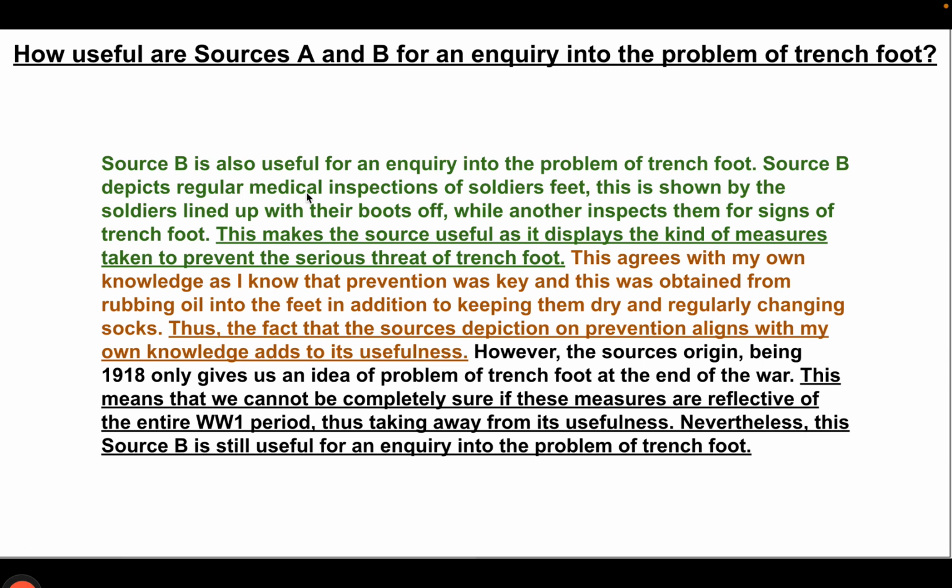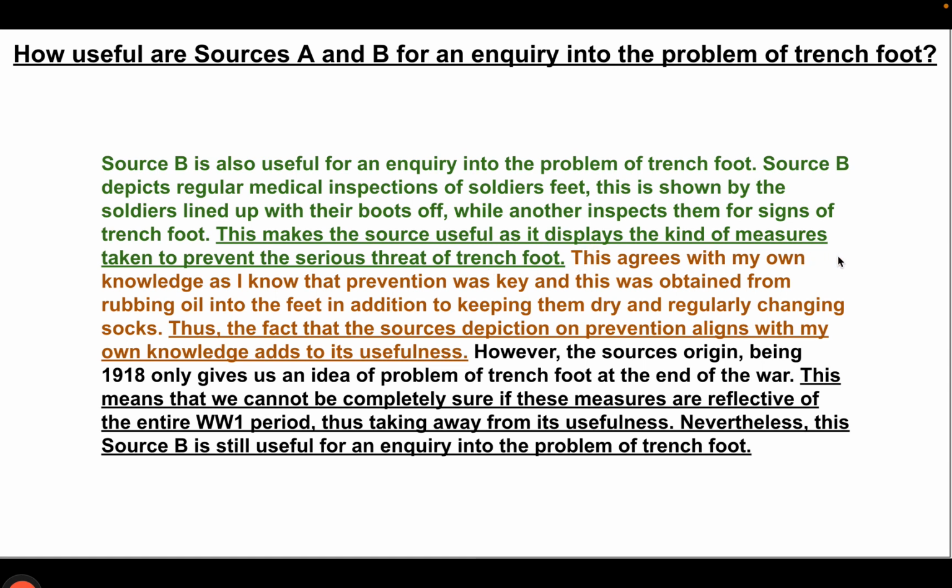So, source B is also useful for an inquiry into the problem of trench foot. Source B depicts regular medical inspections of soldiers' feet. This is shown by the soldiers lined up with their boots off, while another inspects them for signs of trench foot. As I can't quote an image, all I've done here is just describe the image like I am talking to someone who is blind and cannot see it. So to continue, this makes the source useful as it displays the kind of measures taken to prevent the serious threats of trench foot. Moving on to own knowledge.